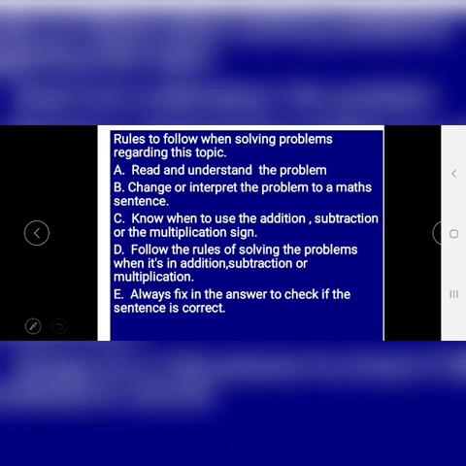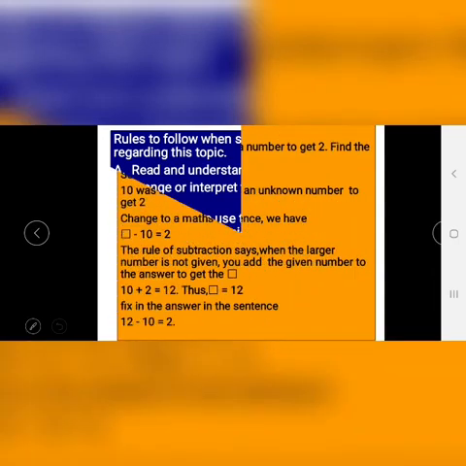Know when to use the addition, subtraction, or multiplication sign. Because this is just a total of all that we have done, but in a word problem format. Then follow the rules of solving the problems when it is in addition, subtraction, or multiplication. And the last one, always fix the answer in to check if the sentence is correct. So these are the rules for you to follow.